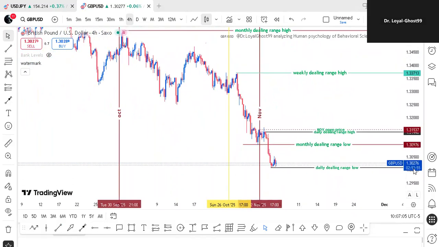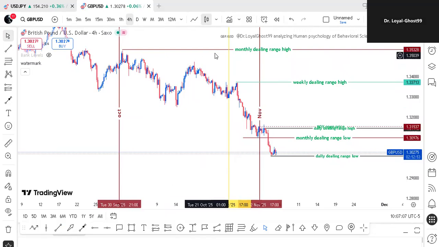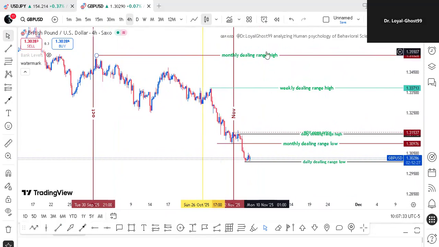I just set my parameters that according to the monthly, this is the dealing range, the highest zone I can have, or the highest price. The goal is to focus more on the price, not the structure. Remember, price is more important than the structure. At the end of the day, what you're going to execute is the price. So the monthly dealing range high is here.